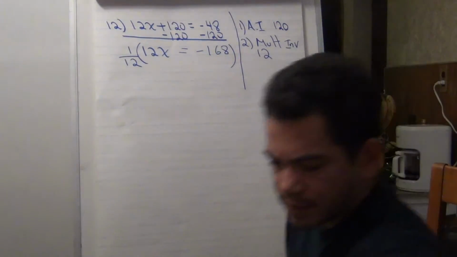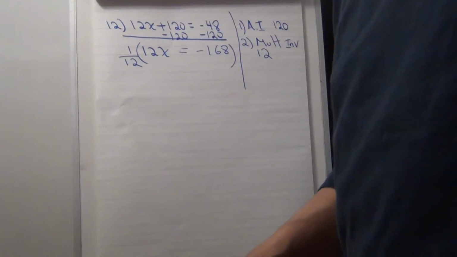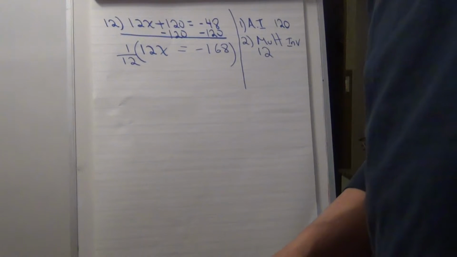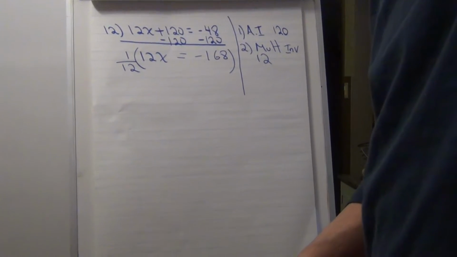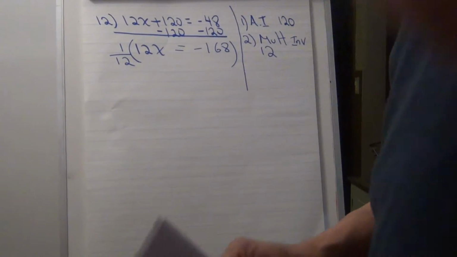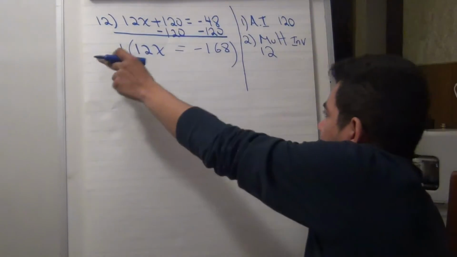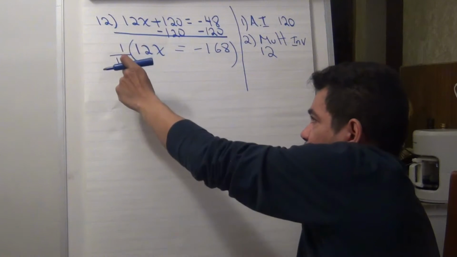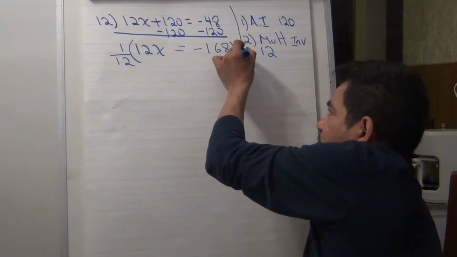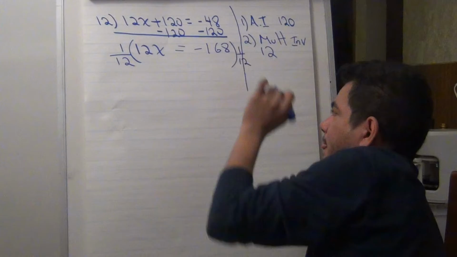So far so good? Let me see if I can make this a little bigger, but I don't want to because then I'm going to die. Let's see now. Okay. Yeah, that's as big as I'm going to make it. Alright. So remember, what you do to one side, you gotta do to the other. So you also multiply by 1 over 12 here.